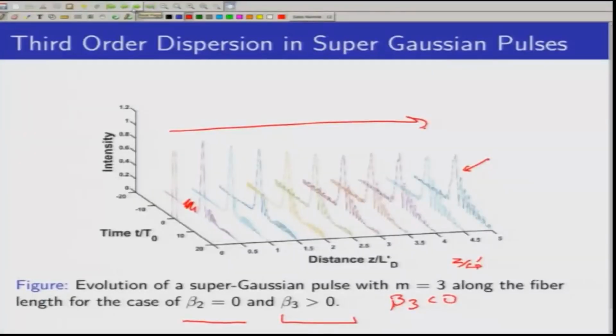The last case we studied was dispersion in super Gaussian pulses. We saw the evolution of the pulses in this 3D figure as they moved along the fiber, and we saw a significant amount of distortion, oscillatory behavior, and the pulse becoming asymmetric as compared to the simple Gaussian case. In future lectures, we will also see what the nonlinearity parameter does to the pulse propagation equation.